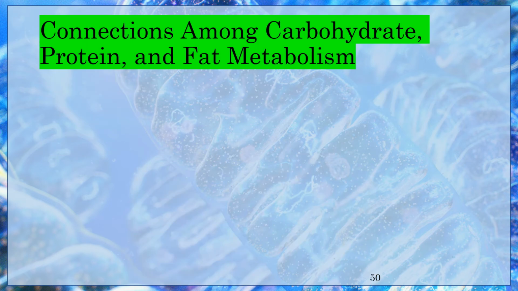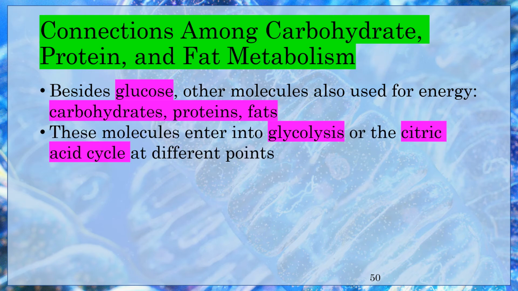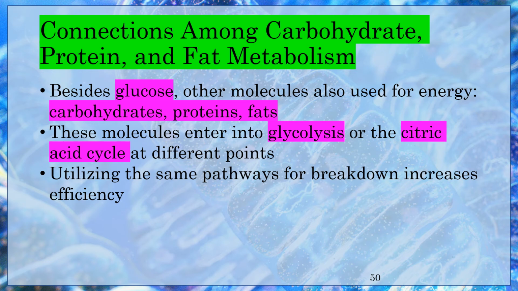Okay, the connections among carbohydrate, protein, and fat metabolism. Besides glucose, other molecules are also used for energy, as we know: carbohydrates, proteins, and fats. These molecules enter into glycolysis or the citric acid cycle at different points. They utilize the same pathways for breakdown, as it increases efficiency.